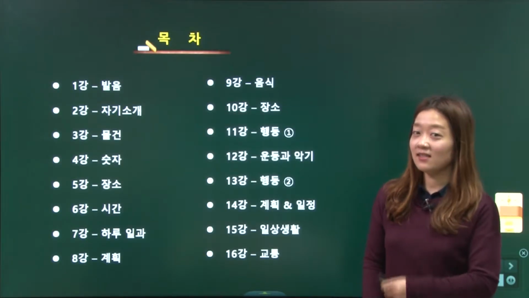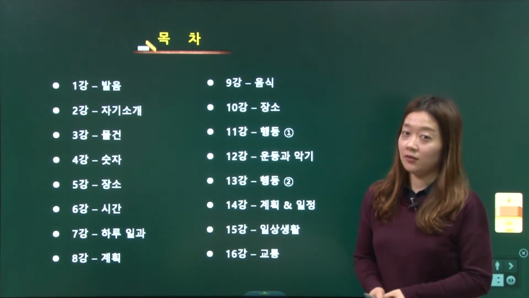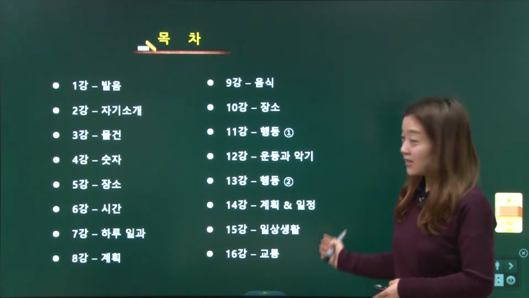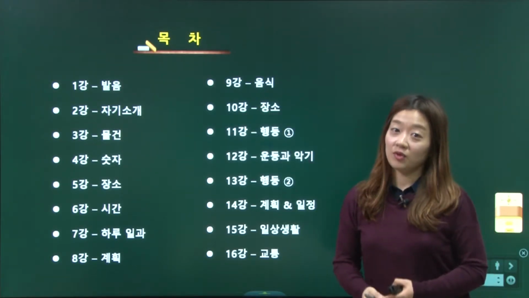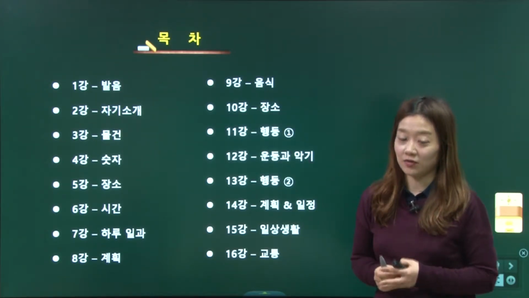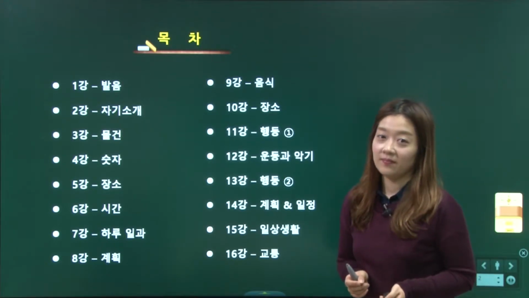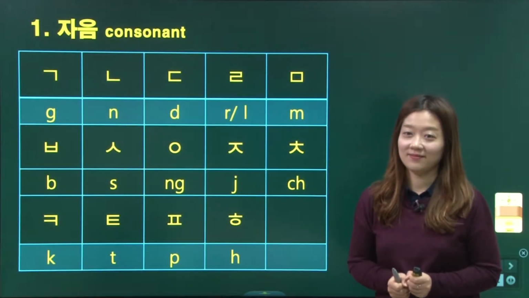All right, this is the list of lessons from today until the 16th lesson. Today we're going to study pronunciation, the sounds. Okay, ready to start? Good.